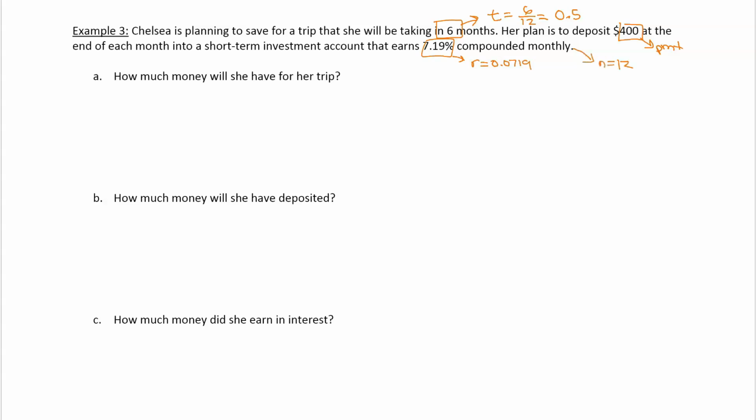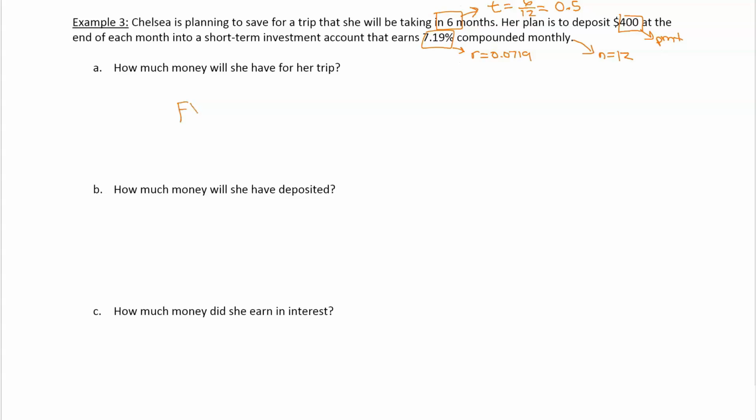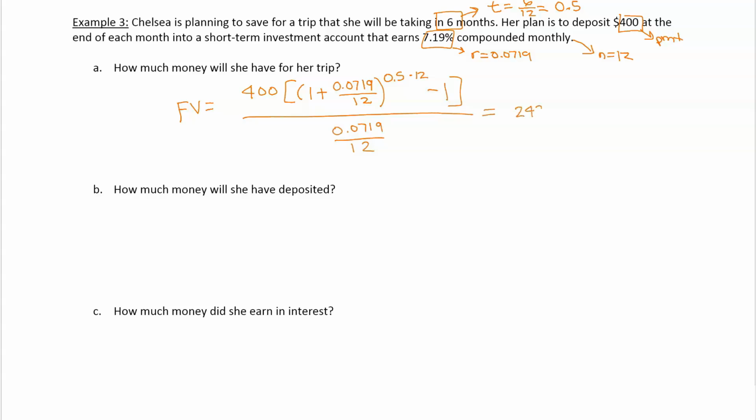Let's put all this information into the formula. We get FV equals 400 times the quantity 1 plus 0.0719 over 12 raised to the 0.5 times 12, all minus 1. And then in the denominator, we'll have 0.0719 divided by 12. If you put this in your calculator, you get $2,436.24. Part B asks, how much money will she have deposited?